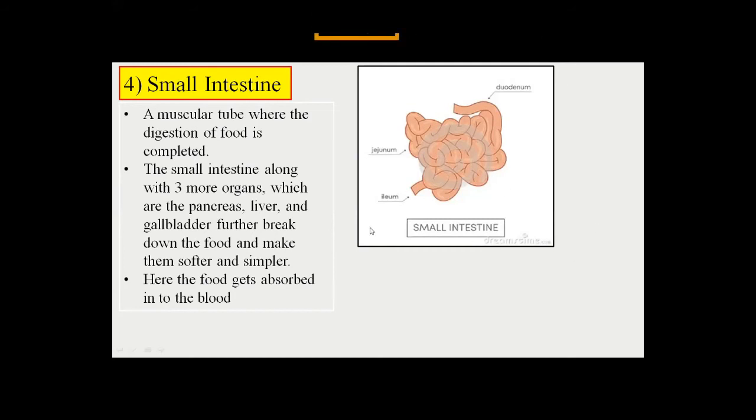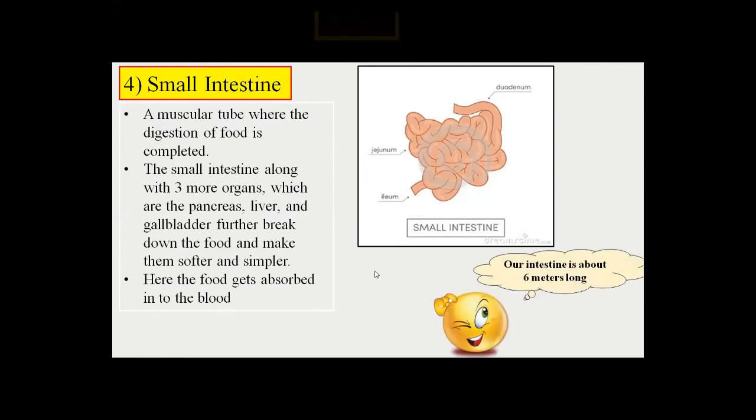The digestion of the food is completed in the small intestine, which, along with three more organs, the pancreas, liver, and gallbladder, further breaks down the food and makes it softer and simpler. Here, the food gets absorbed into the blood. Oh, what is this? Our intestine is about 6 meters long. Students, how amazing is that?